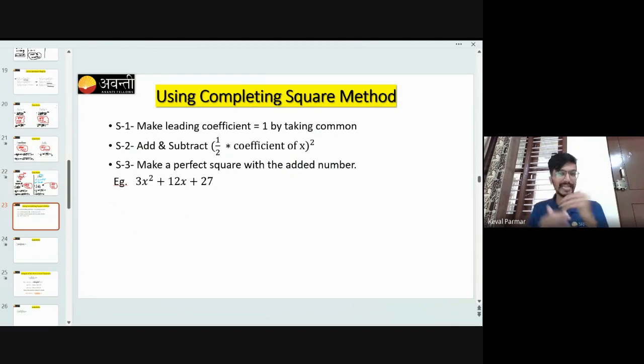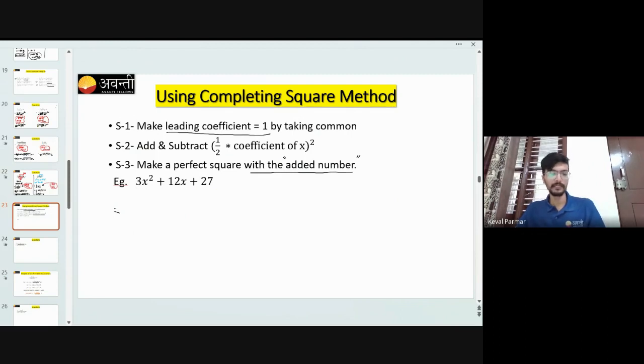So I basically use these 3 steps. I hope this will be useful for you too. So first is, make the leading coefficient equal to 1. Leading coefficient means the coefficient of the square term in the quadratic. Then we add and subtract half into the coefficient of x, the whole square. And then we make the perfect square with the added number.